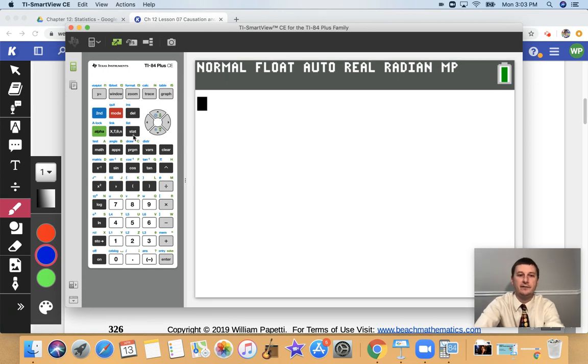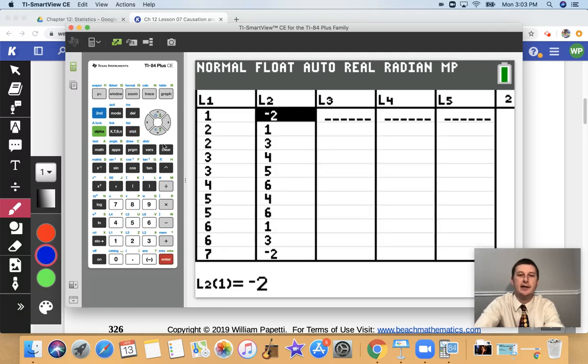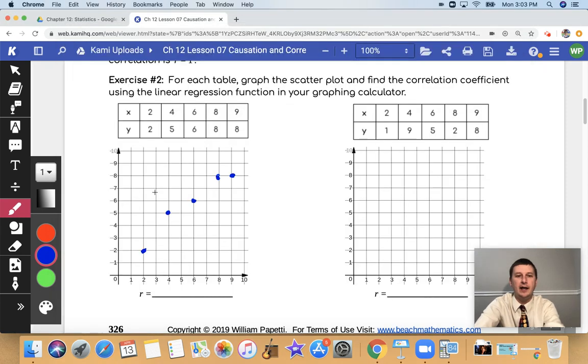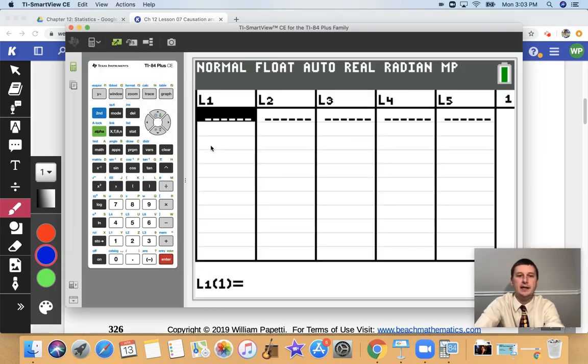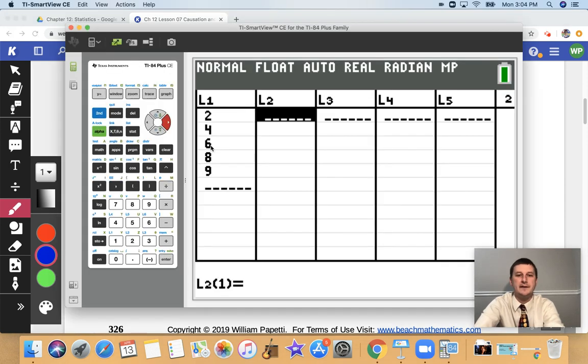We're going to go back to our favorite button in this chapter, Stat, for our chapter 12 on statistics, and we're going to edit our lists. Anything you have in your lists already, you could go ahead and clear out. In list 1 you're going to put your 5 x values of 2, 4, 6, 8, and 9. And you're going to line up your y values with each x value: 2, 5, 6, 8, and 8.